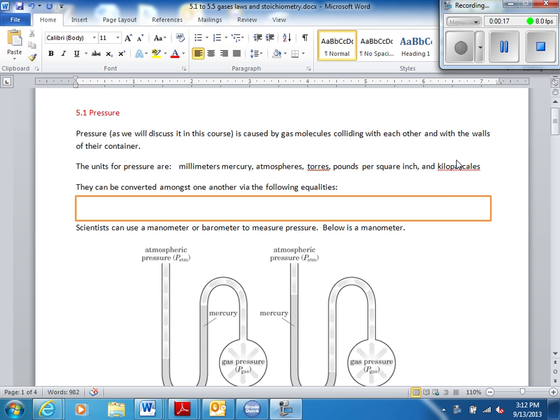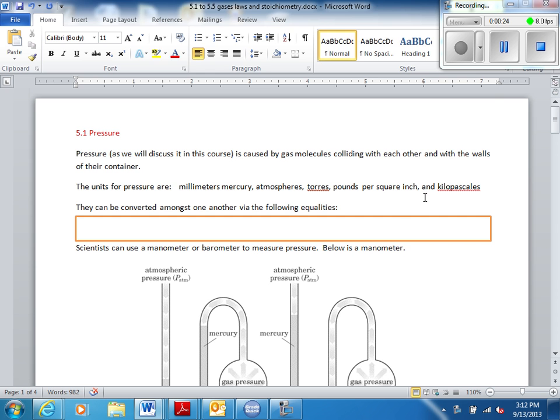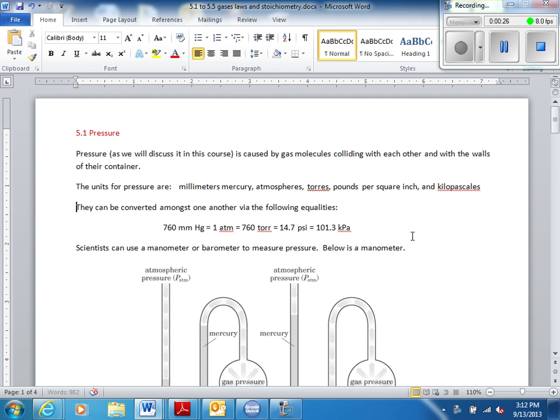Here are some different units, and you're going to copy these down. Oh my goodness, what just happened? That was not what was supposed to happen. There we go. So these are all the different units for pressure and how they are equivalent to one another.